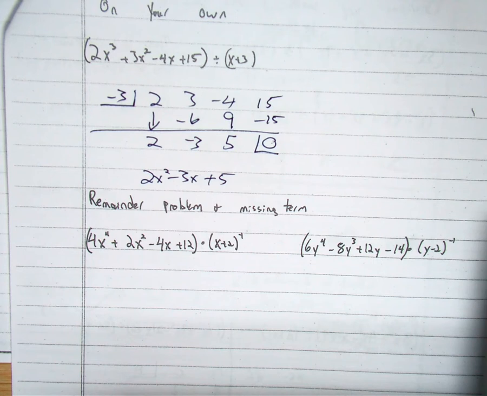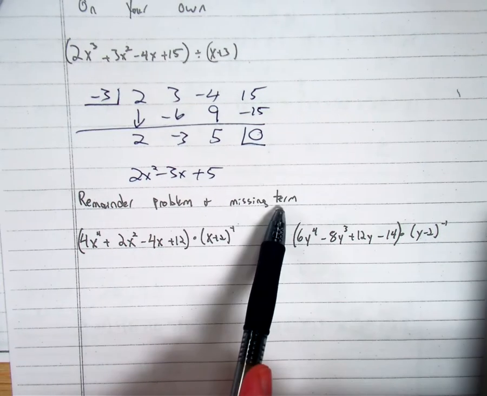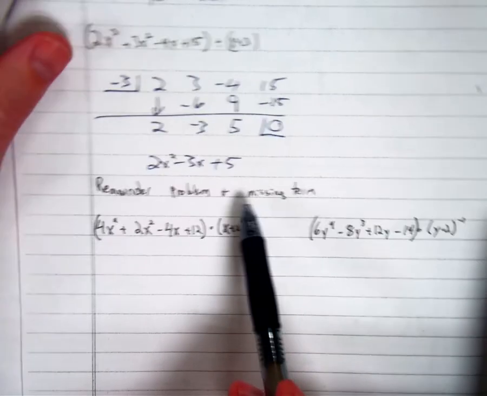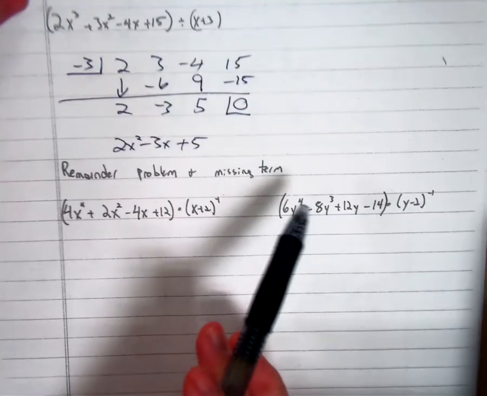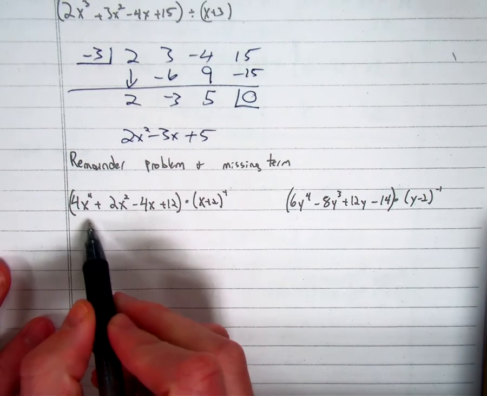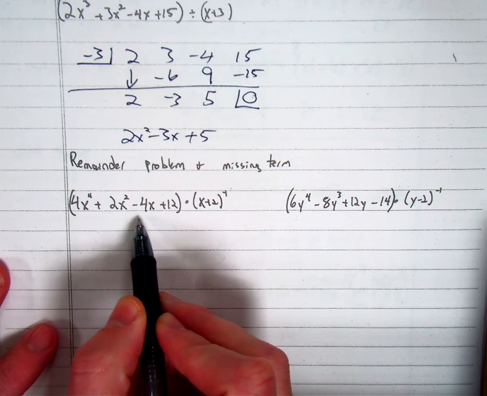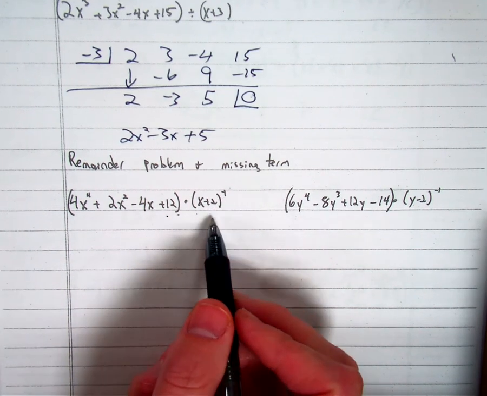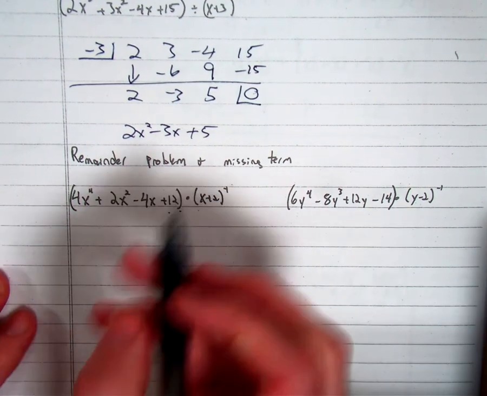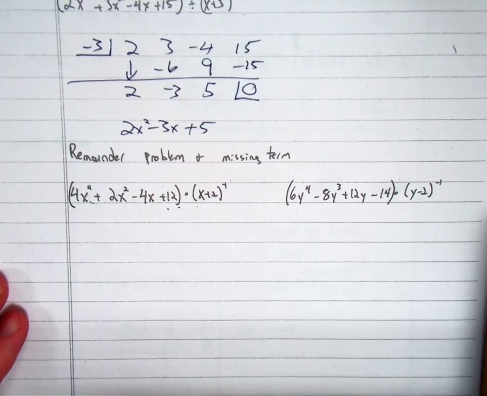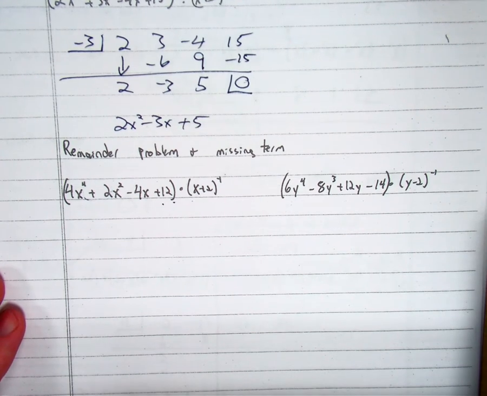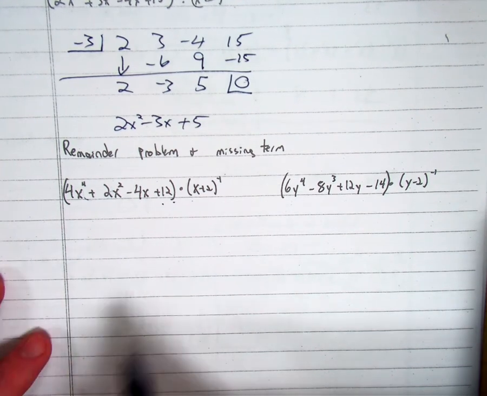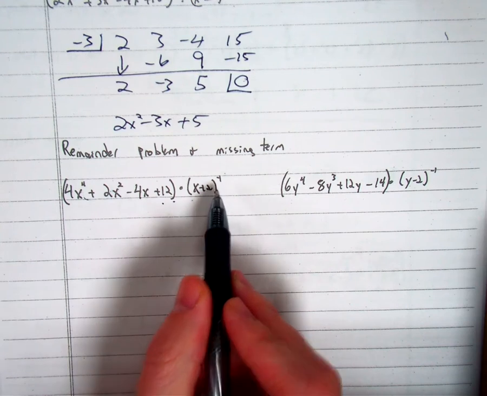Super quick, too. Alright? What happens when there's a remainder and or a missing term? Okay, so we got two new things going on here. Two new little pieces to the puzzle. 4x to the fourth plus 2x squared minus 4x plus 12 times x plus 2 to the negative first, aka divide by x plus 2. Notice that we're missing an x to the third spot. Okay, so when that happens, we're going to put a 0 into our synthetic division. Just like you would have done for the long division, you have to put a 0 placeholder.